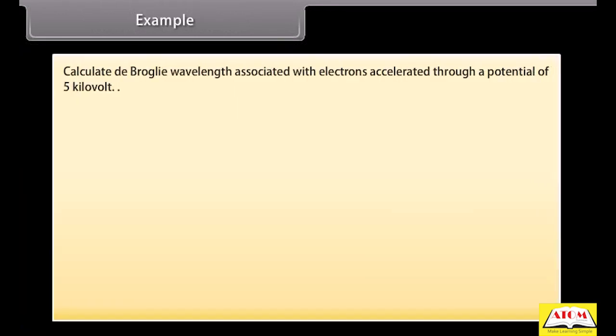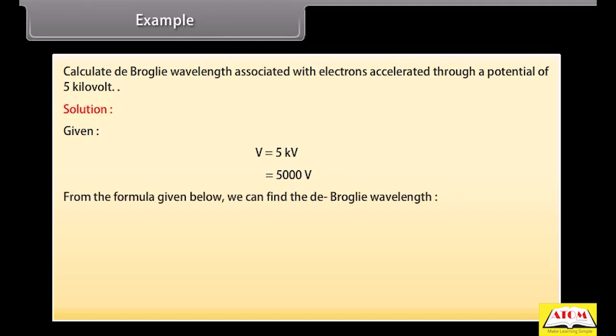Example. Calculate the de Broglie wavelength associated with electrons accelerated through a potential of 5 kilovolt. Solution. Given V = 5 kilovolt = 5000 volt. From the formula given below, we can find the de Broglie wavelength. Lambda = 12.27/sqrt(V) angstrom. Lambda = 12.27/sqrt(5000) angstrom = 0.173 angstrom.